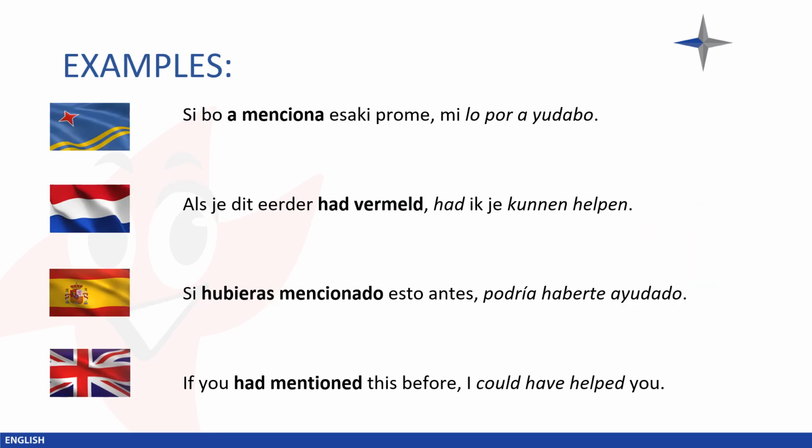Here is an example in the four languages. Als je dit eerder had vermeld, had ik je kunnen helpen. Si hubieras mencionado esto antes, podría haberte ayudado. If you had mentioned this before, I could have helped you. That's the structure in English. Do you see differences and similarities between English and the other languages?